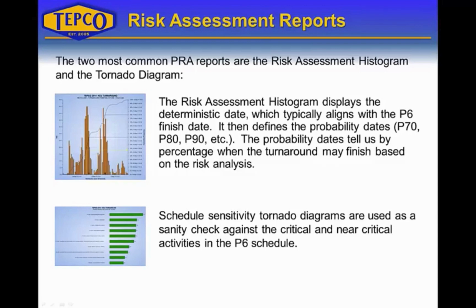And then the tornado diagrams, there's different types of tornado diagrams that you can look at, but the one we'll focus on is the schedule sensitivity tornado diagram. And it's used basically as a sanity check against the critical and near critical activities in P6. When we look at this report, we want to make sure that it kind of aligns with how our critical paths are in P6. And if we find something appear in this report that doesn't make sense, it's possible that the risk analysis, because of the parameters that we put against that specific activity or job, has caused that particular duration to increase at a much higher level, which has basically turned it into more of a critical path.